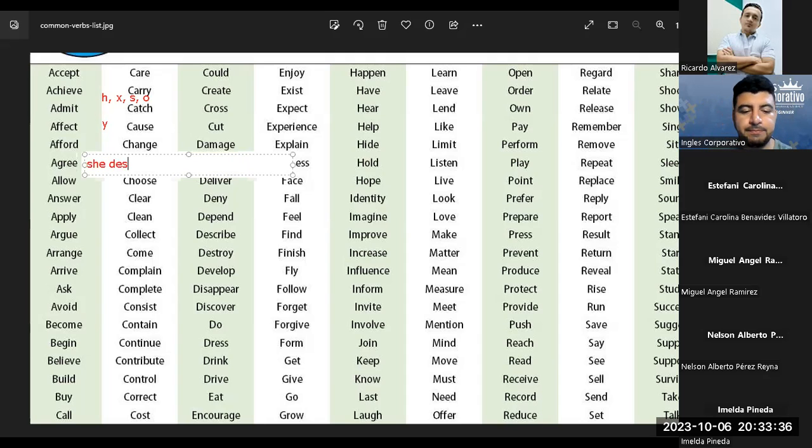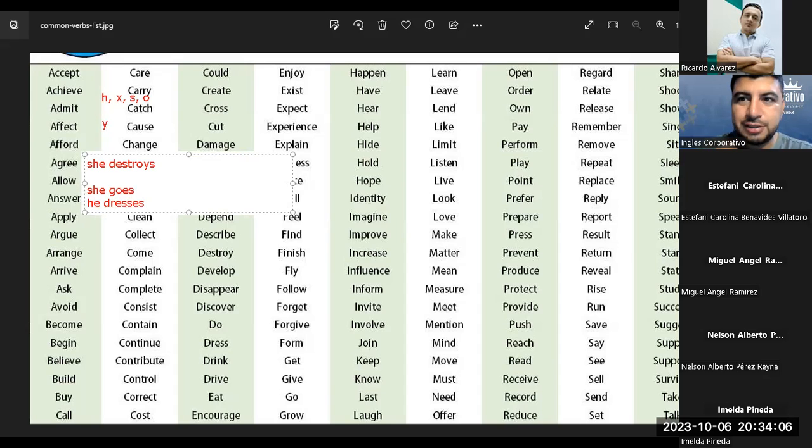Por ejemplo, aquí, destroys. Ok. Jasmine, creo que en tu caso hay que cambiar esas. Tú pusiste she go, pero como termina en O, se le va a agregar ES. Ok. La otra que pusiste, Jasmine, es he dress. No se le puede agregar otra S, así que le agregamos ES. He dresses. Ok, Jasmine, así sería.